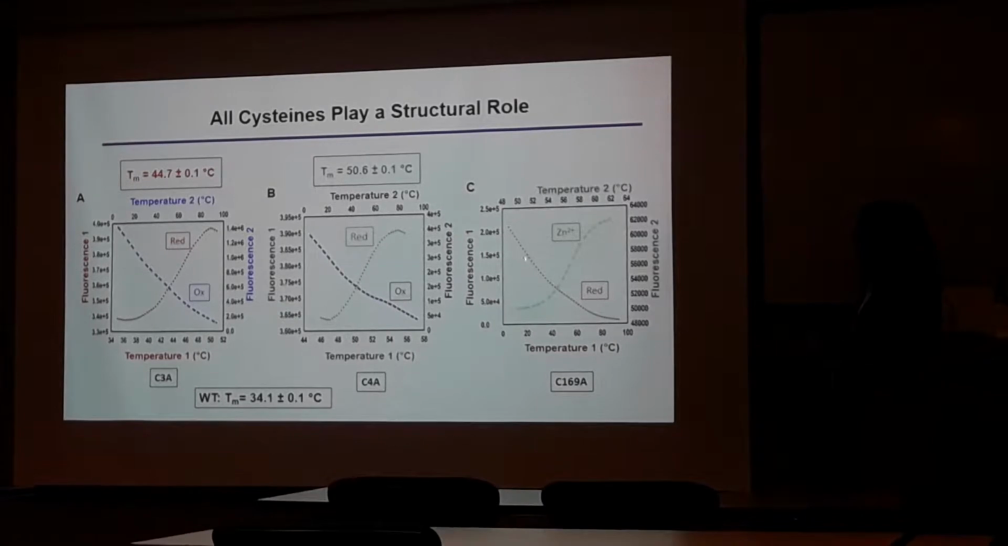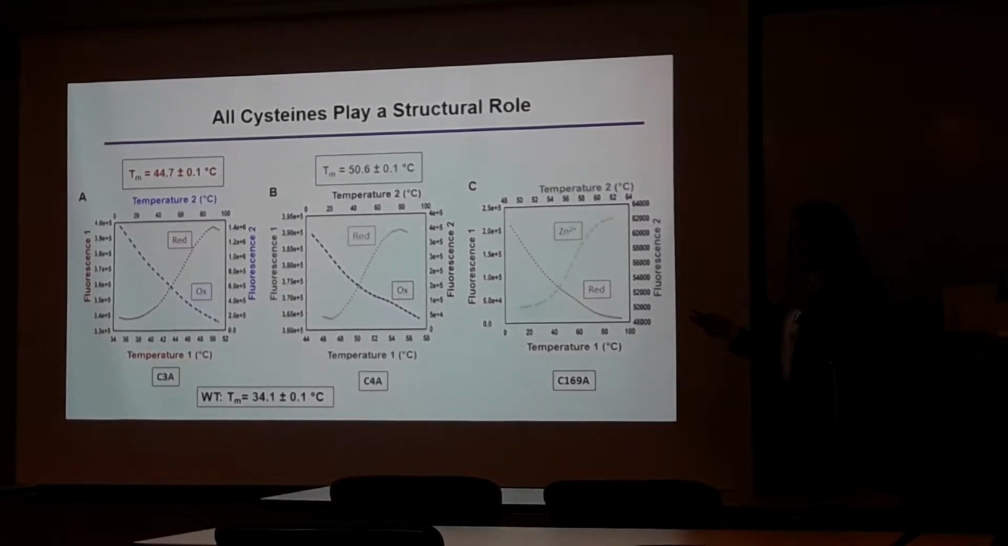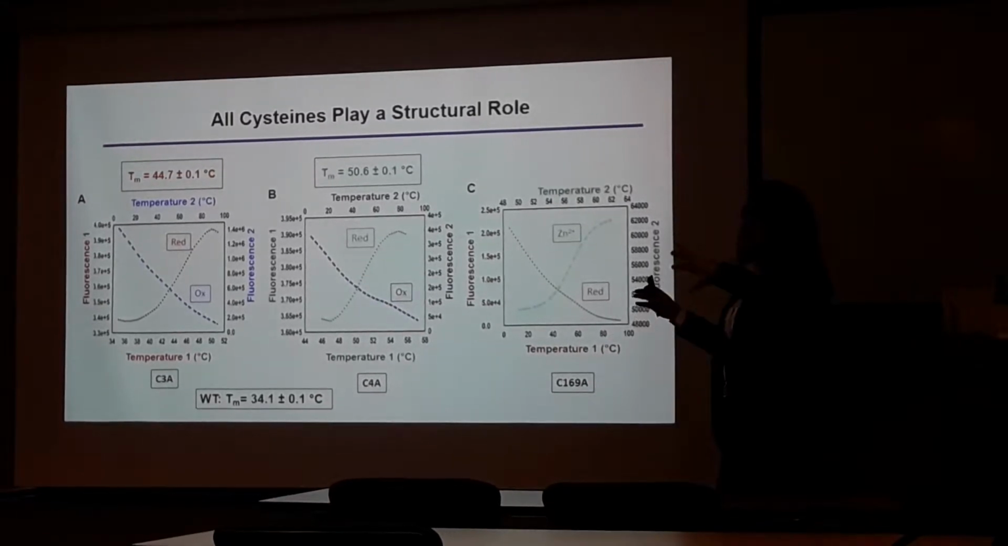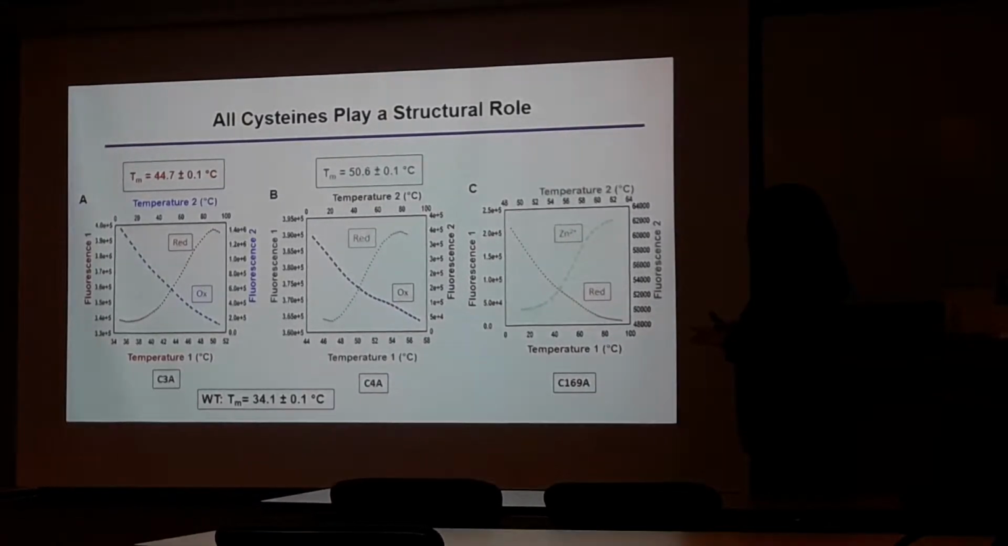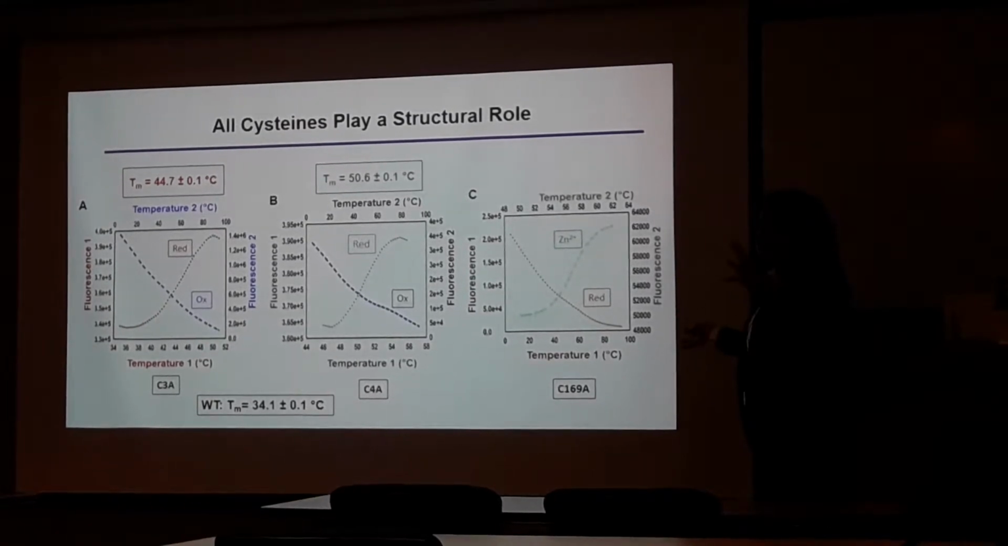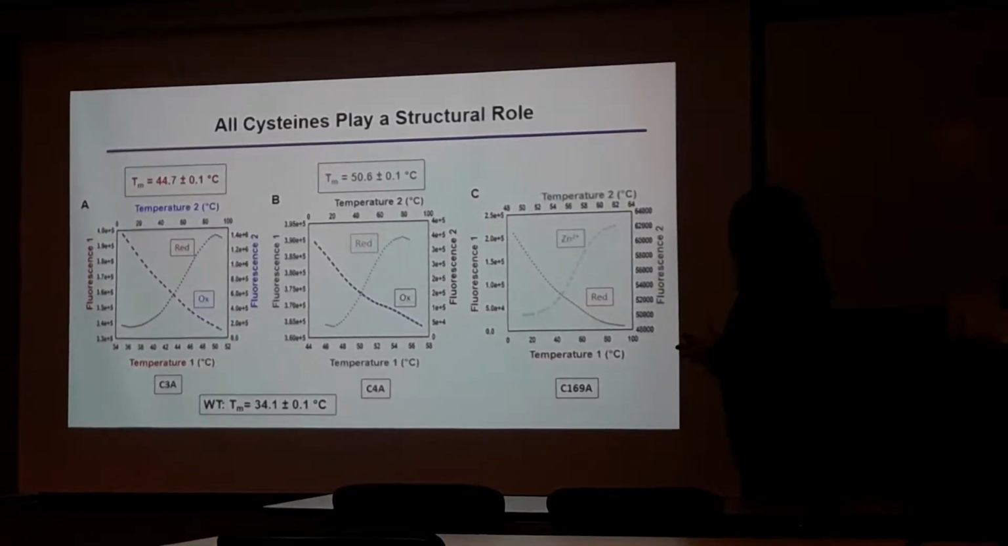Okay, so now we know that this cysteine 169 and cysteine C3 or C4, which are located on the N and C terminal respectively, are actually required for the stability of the protein. That means that these N and C terminal extensions are actually required for the stability of the protein.